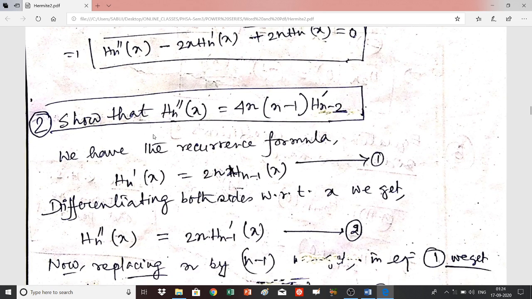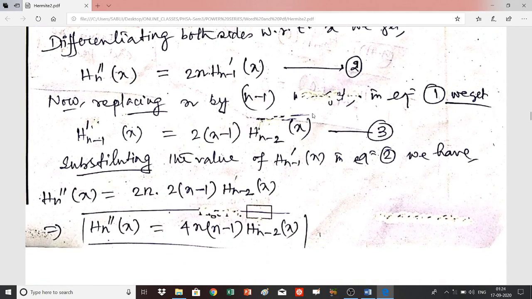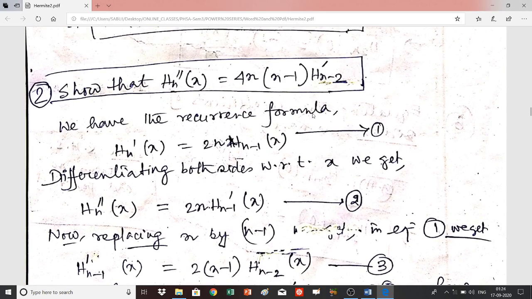This problem is given so that h_n double prime x is equal to 4n(n minus 1) h_{n-2}. Here the prime signs were written mistakenly. It is equal to 4n(n minus 1) h_{n-2}, not with the prime sign.